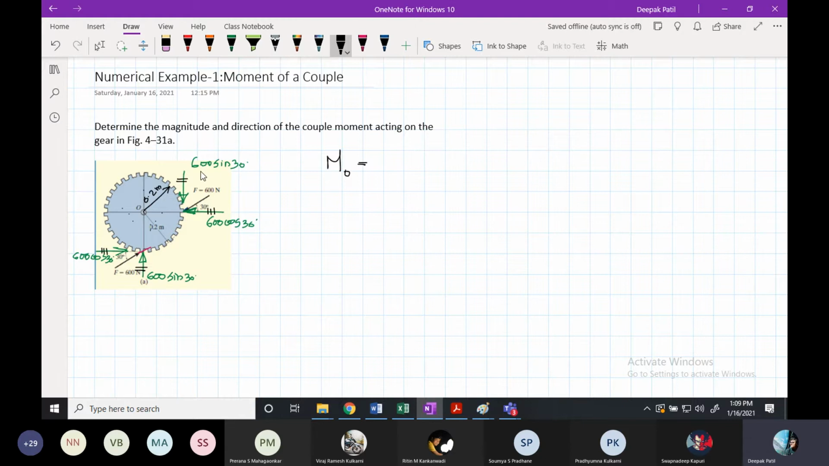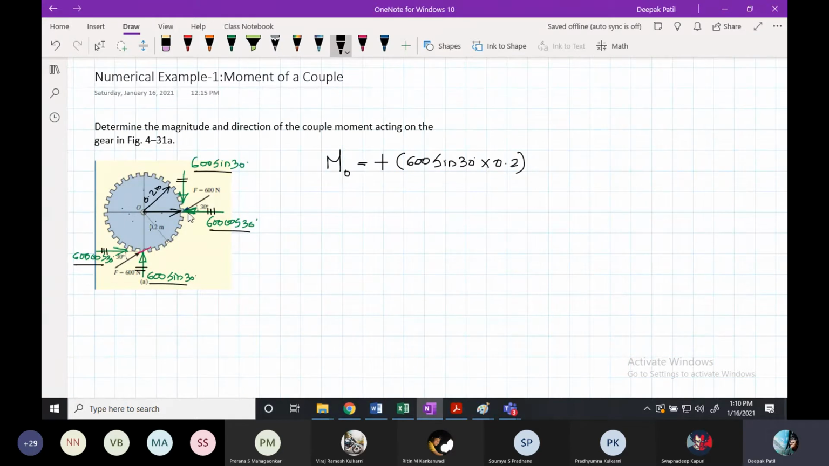Now let me find what is the couple produced by these two forces first. First, let us understand in which direction it is trying to move. It is trying to move in the clockwise direction, so I should write it as plus. The magnitude is 600 sin 30 multiplied by, and what will be the perpendicular distance? I know this distance is 0.2 meters because it is the radius of the gear.